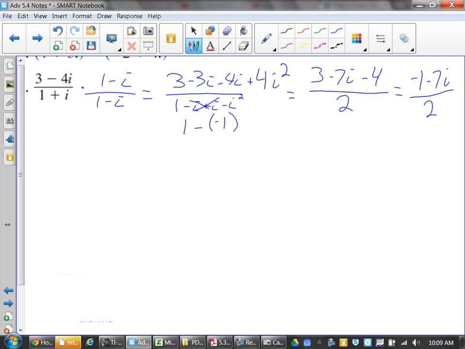I will let you know, sometimes your final answer, in this case it didn't happen, let's say your final answer was the following, negative 6 minus 8i all over 2. What could you do? You can simplify. Negative 3 minus 4i. Does that make sense, guys? So don't be surprised if sometimes you get to a solution like this that it can be broken down just a little bit further. If everything is even, you can divide them all up by 2.